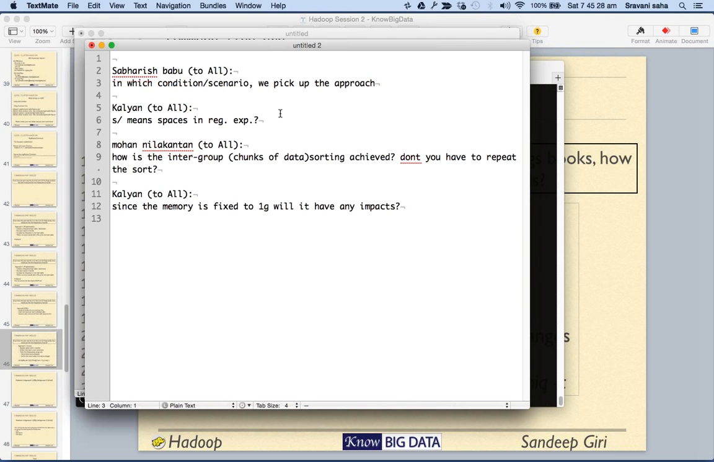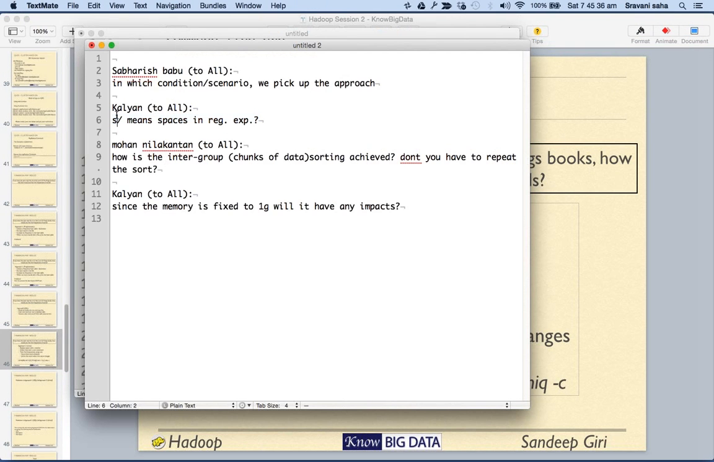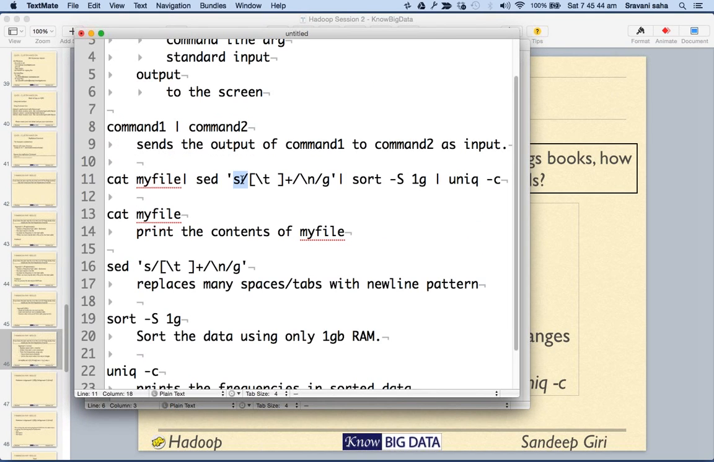Okay, Kalyan's further question is, what does it mean by s slash? Yeah, s slash, because sed does multiple things. Here, this s means substitute. It says substitute this with that, and do it globally. Don't stop after substituting for the first time. Keep on doing it till the input ends. Okay.